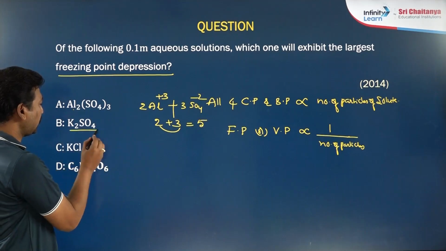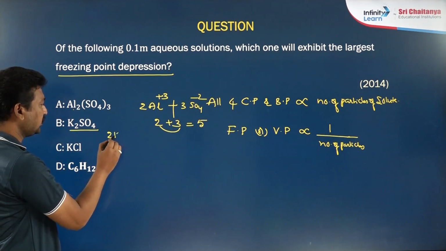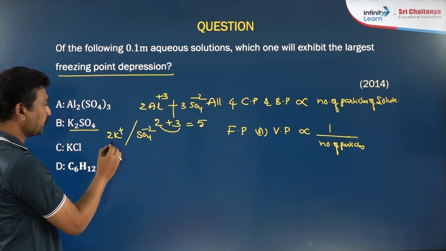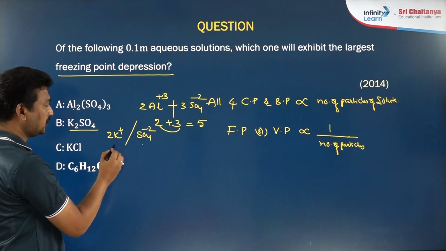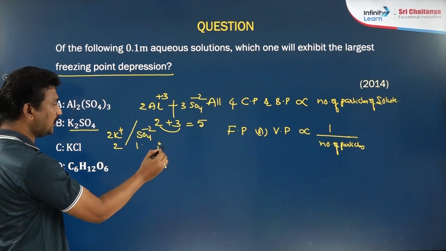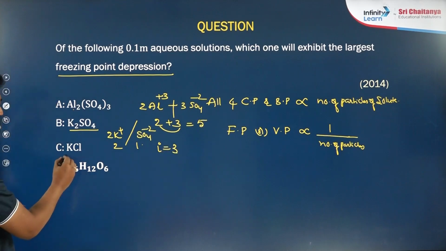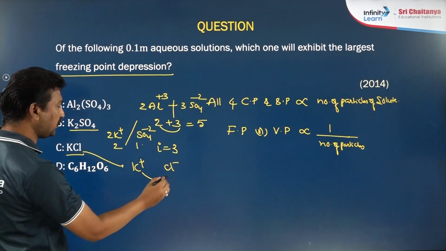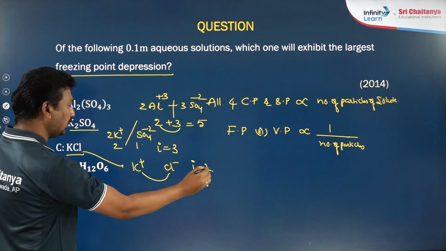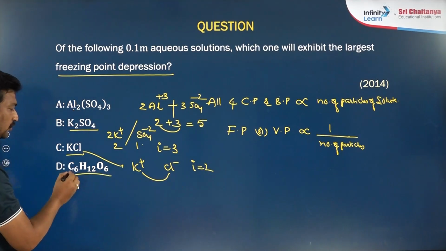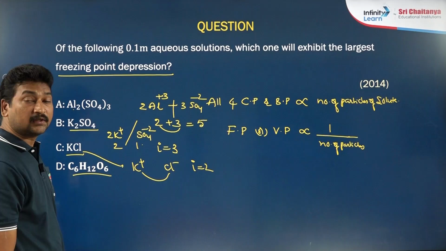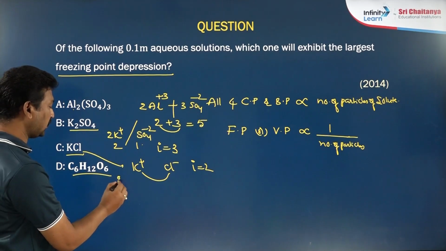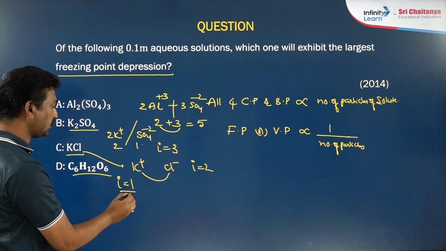So what's the i value here? 5. K2SO4. When you split this, 2K+ and SO4-2. This is 2, this is 1. What is the i value here? 3. KCl: K+ and Cl-. What's the i value here? 2. And this is glucose, C6H12O6. It is a non-electrolytic, non-volatile solute. It does not undergo either dissociation or association. The i value is equal to 1.